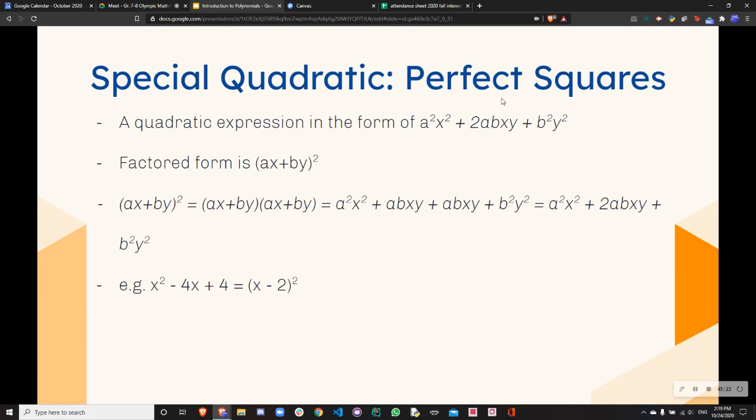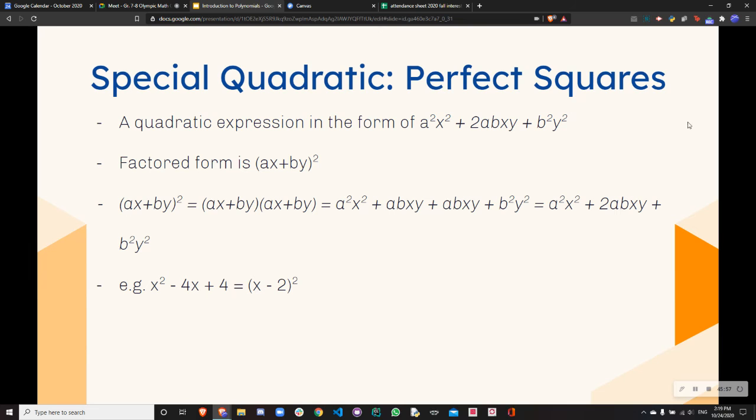Let's look at another special quadratic. We're going to look at perfect squares. This would be a quadratic expression of the form a squared x squared. Treat a as a constant, I'm sorry, a coefficient. A squared as a coefficient. Plus 2abxy plus b squared y squared. b is also a constant or coefficient. And the factored form for this expression would be ax plus by, all that squared.